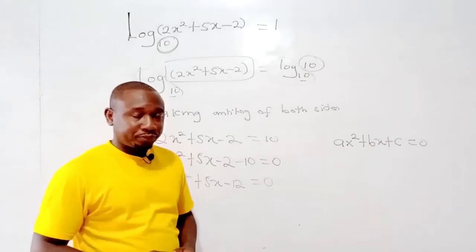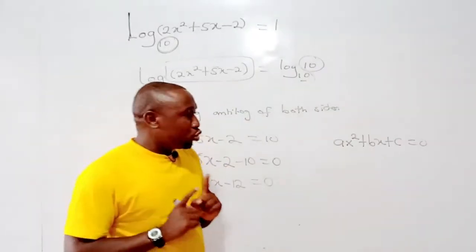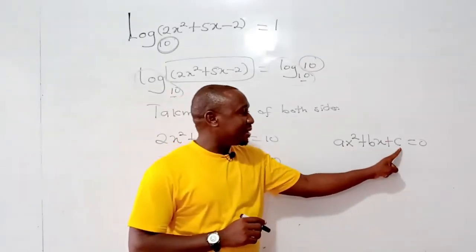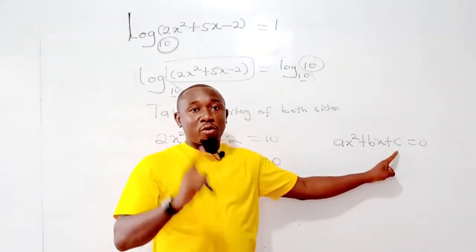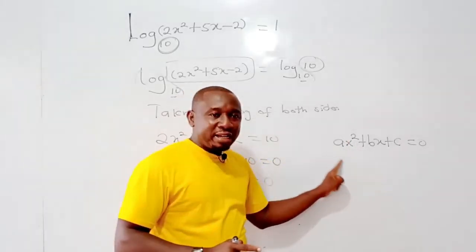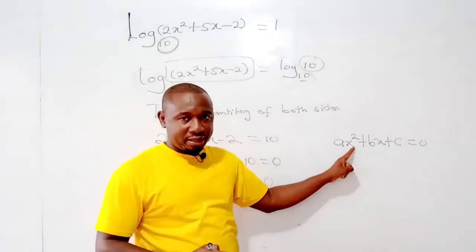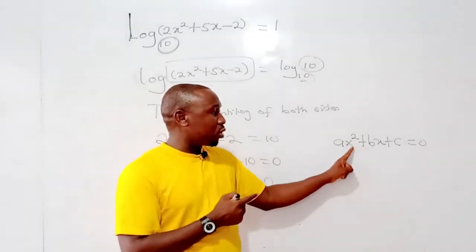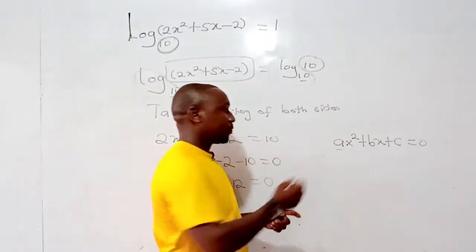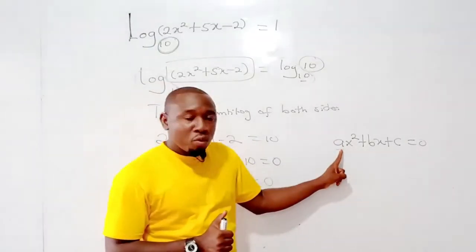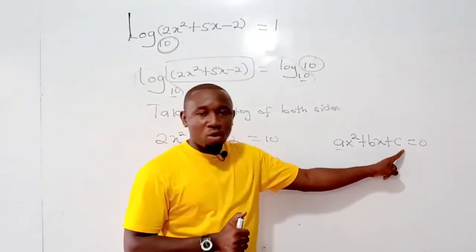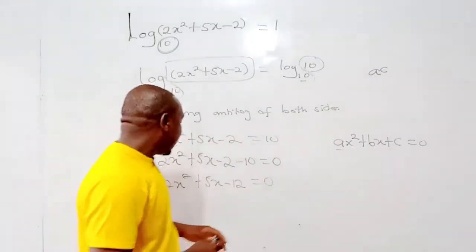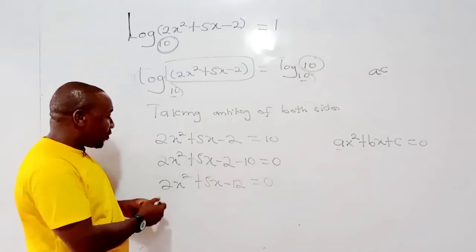What we do is that the first thing to do is to multiply the coefficient of x squared by c. What we mean by the coefficient of x squared is the value that comes before the x squared. In this case, it is a. So you multiply this coefficient of x squared by c, the constant, and then you will get ac. In our question, the coefficient of x squared is 2.